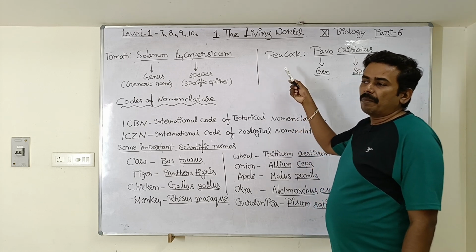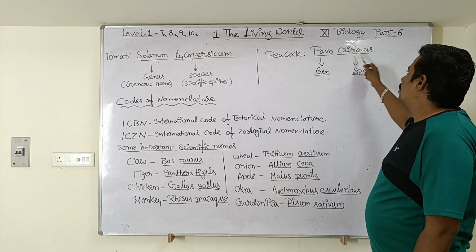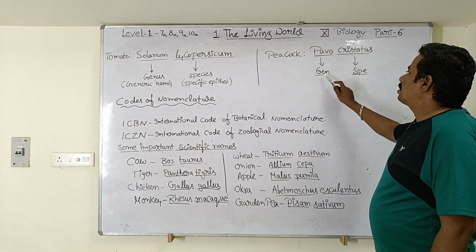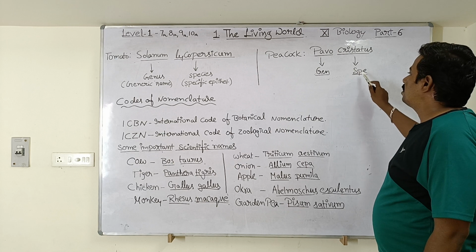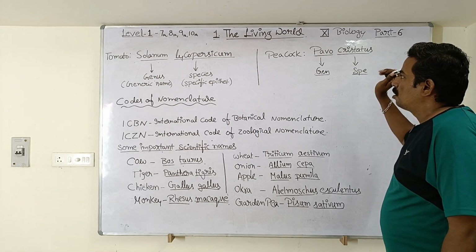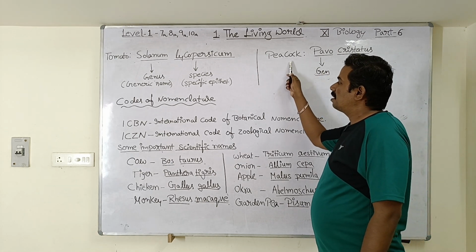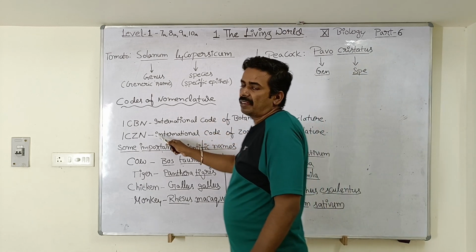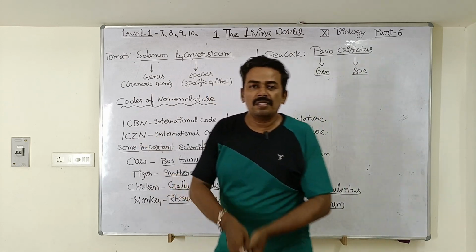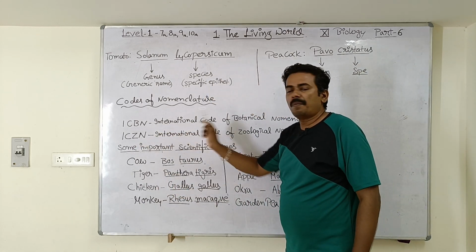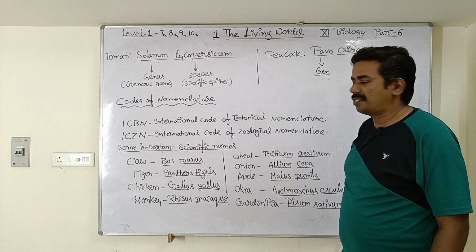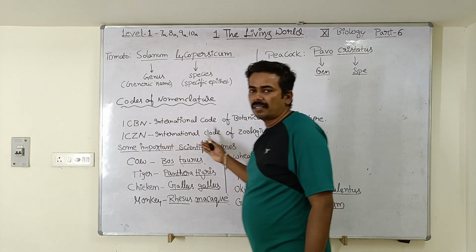Peacock is an animal. Its scientific name is Pavo cristatus. Pavo represents the generic name. The species name is cristatus. So while naming animals like this, the code called ICZN is followed. Understood students? Note down these two abbreviations, very important for your NEET examination. Note down these students, come on.